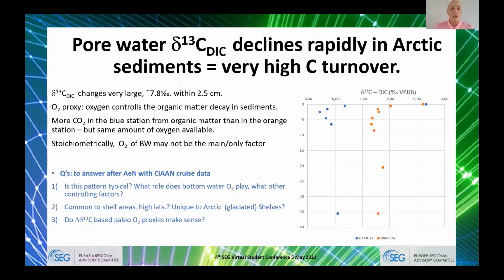So we raised a couple of questions that I'm going to try and answer with my master's. We wanted to see if this pattern is typical for other places, what role the oxygen plays, and what other controlling factors there are. Is it common to shelf areas, to high latitudes, or is it unique to the Arctic glaciated shelves? And ultimately, this raises a very important question: can the delta C13 be used as an oxygen proxy, or does it even make sense?